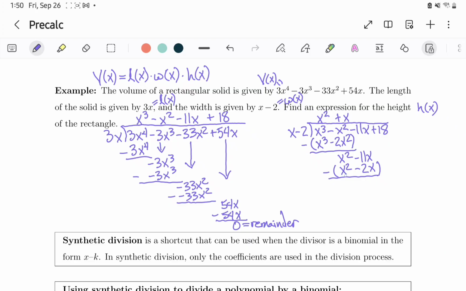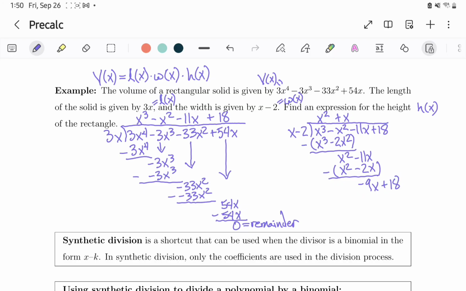And so we're going to have x squared minus x squared. Those guys cancel each other out. Then we have minus 11x minus minus 2x. So minus 11x plus 2x, which is going to be minus 9x. And then we want to bring down the last term for our dividend, plus 18.